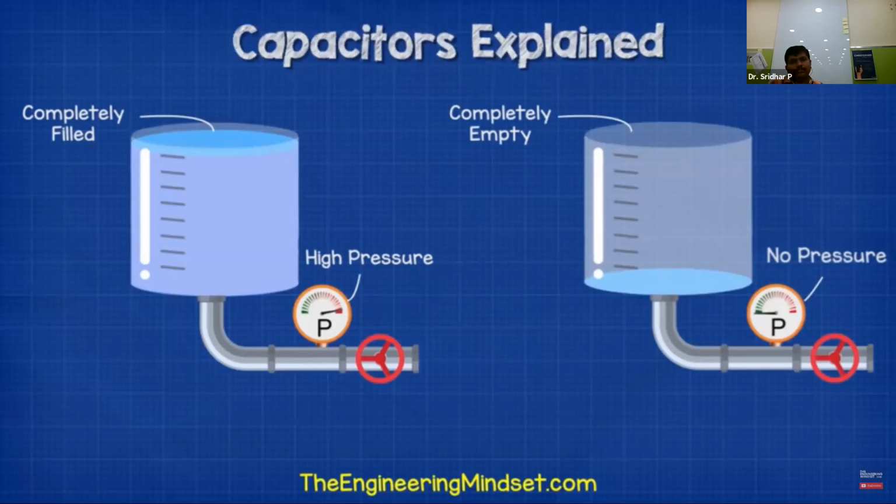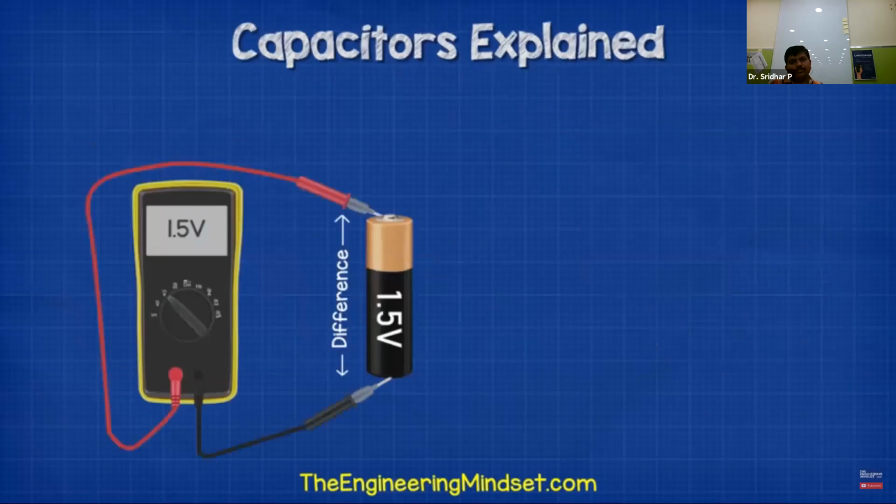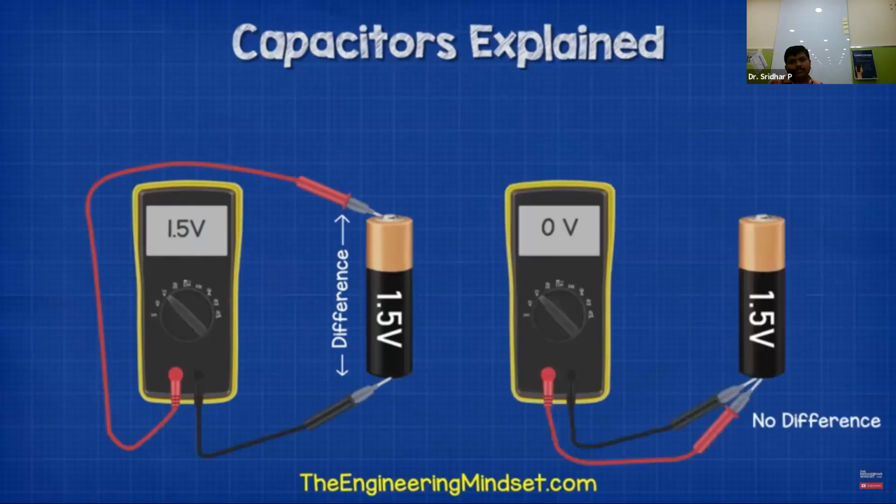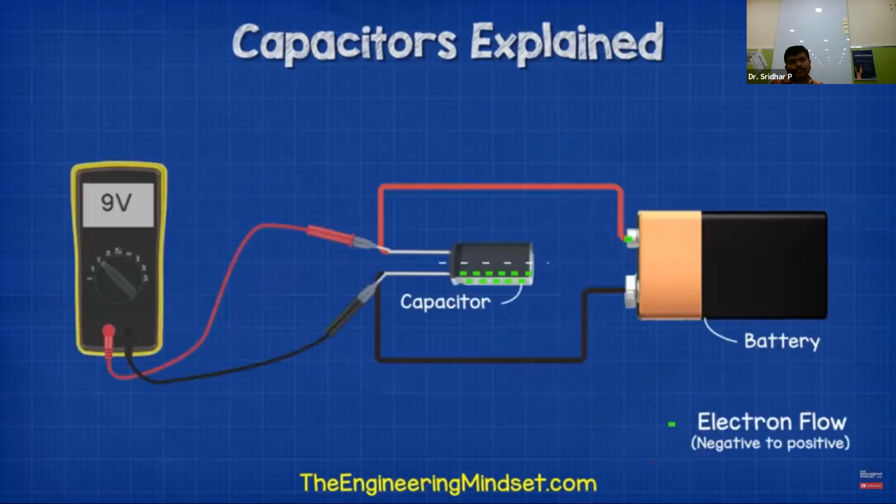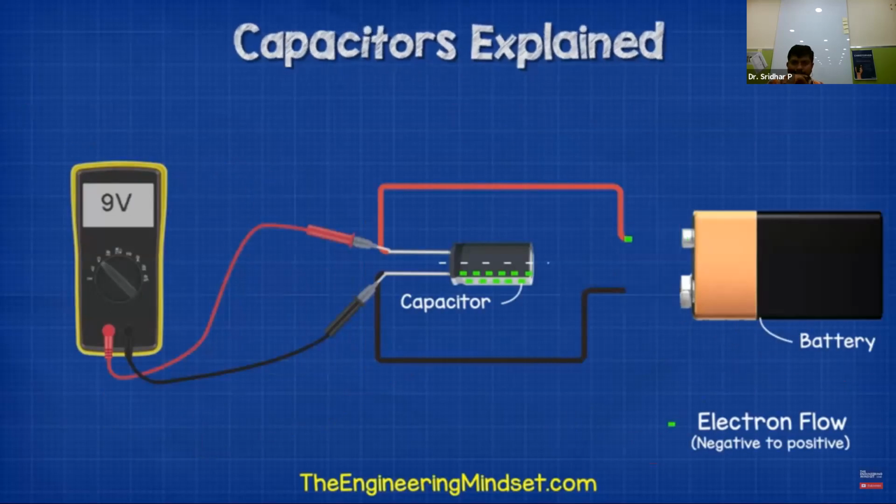The same with voltage. We're comparing the difference between 2 points. If we measure across a 1.5 volt battery, then we read a difference of 1.5 volts between each end. But if we measure the same end, then we read 0 because there's no difference. It's going to be the same. Coming back to the capacitor, we measure across and read a voltage difference between the two because of the buildup of electrons. We still get this reading even when we disconnect the battery.